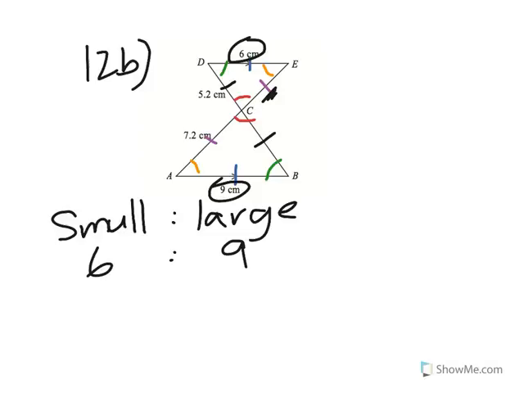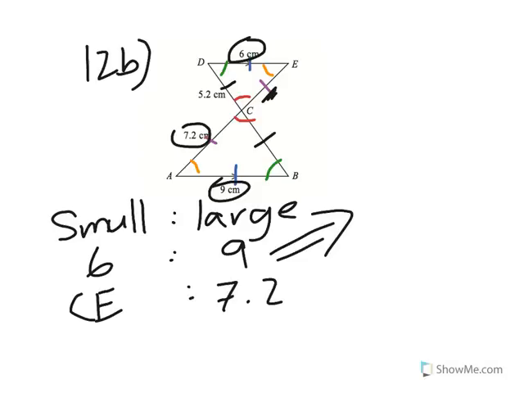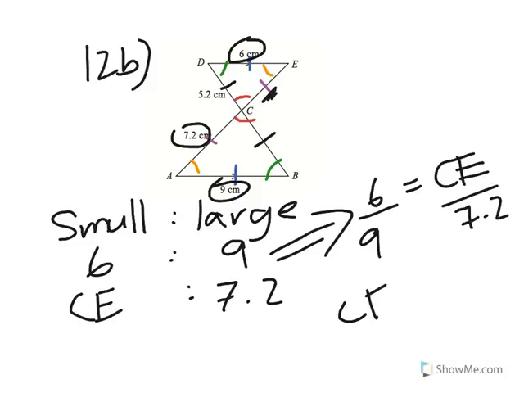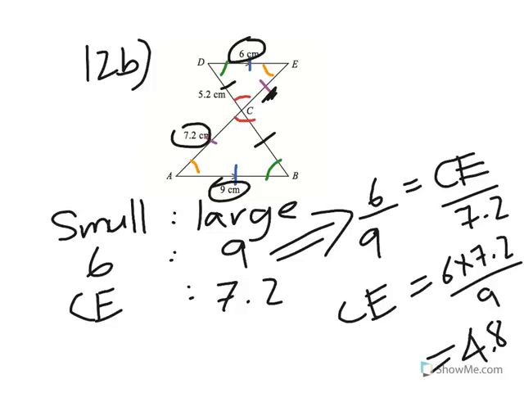And we need to find the corresponding side to CE, and that's 7.2. So CE is to 7.2. Now putting that algebraically, we're going to get 6 over 9 is equal to CE over 7.2. And so CE is equal to 6 times 7.2 over 9, and that is 4.8 centimeters.